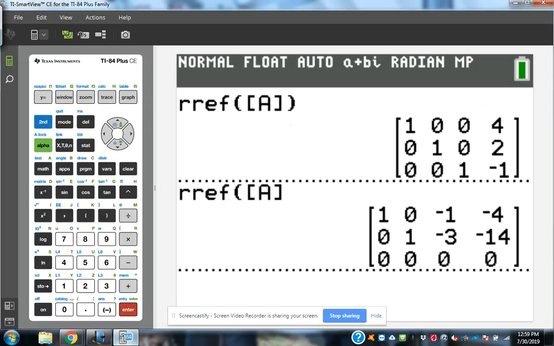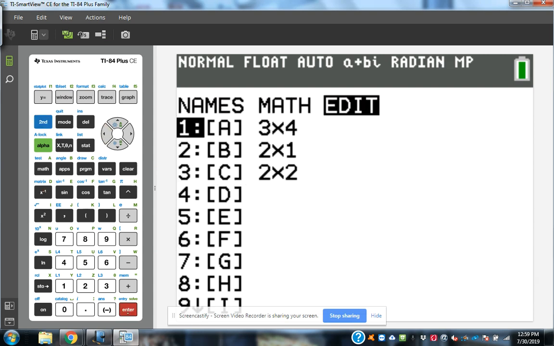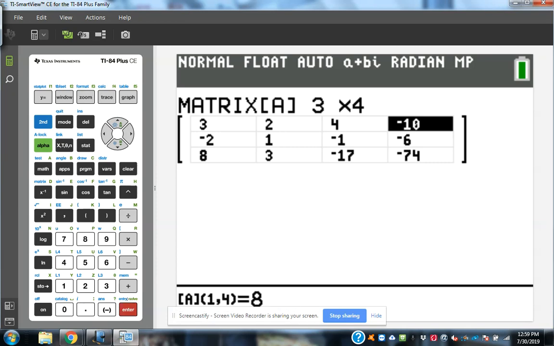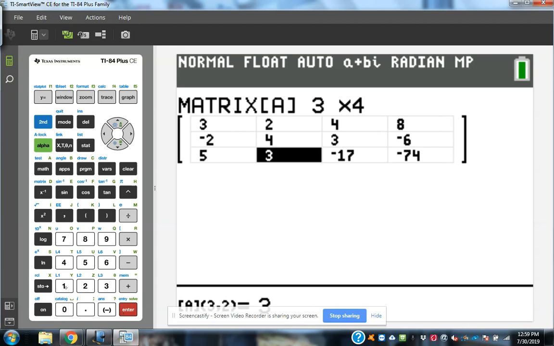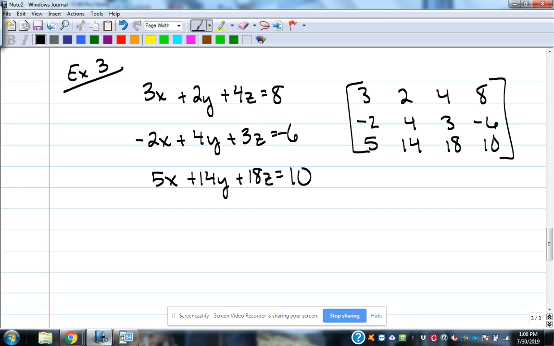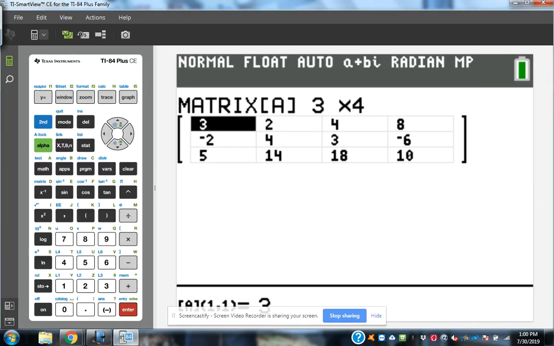And so let's enter that matrix into our calculator. Second matrix, go to edit. I'm going to use matrix A again, 3 by 4. So 3, 2, 4, 8, -2, 4, 3, -6, 5, 14, 18, 10. So I've entered in that matrix into my calculator.